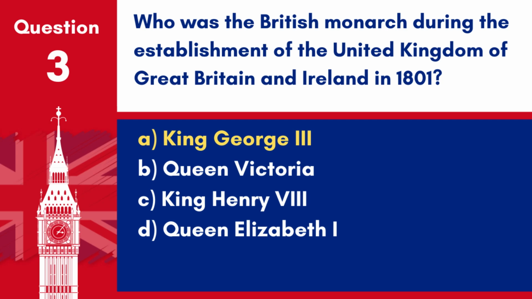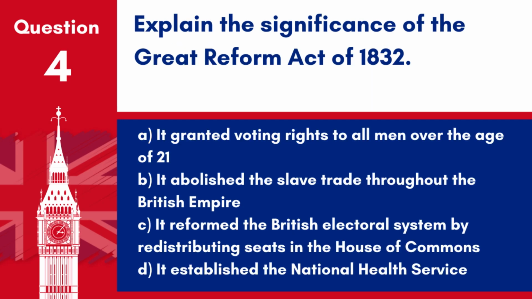Answer: A. King George III. King George III was the monarch during the establishment of the United Kingdom of Great Britain and Ireland in 1801.